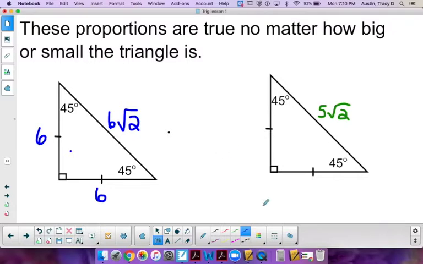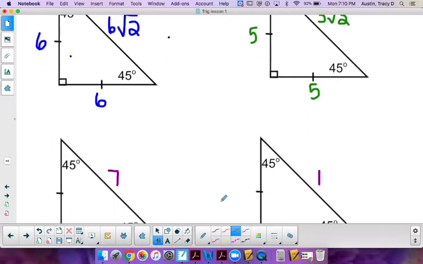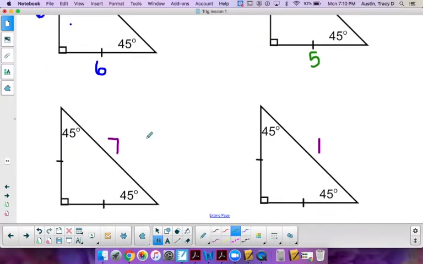Okay? So now, if I have a 45, 45, 90, and the hypotenuse is 5 times root 2, again, based on that same exact proportion, I know that my side lengths are 5 and 5. So pretty basic if you're given one of the legs or the hypotenuse on this. Now let's see if we're given something that's a little bit harder. So, again, I've been given the hypotenuse, but notice there's no square root on here.